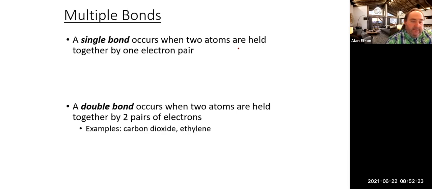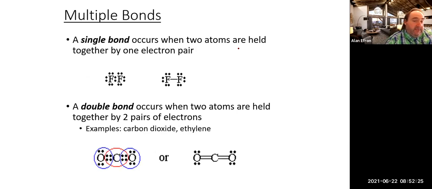Now, there are sometimes situations where we have multiple types of bonds. We could have a single bond, a double bond, or a triple bond. In a single bond, as we saw here with fluorine, we are sharing one pair of electrons. Again, it can be represented by the dots, or by a single line between them.